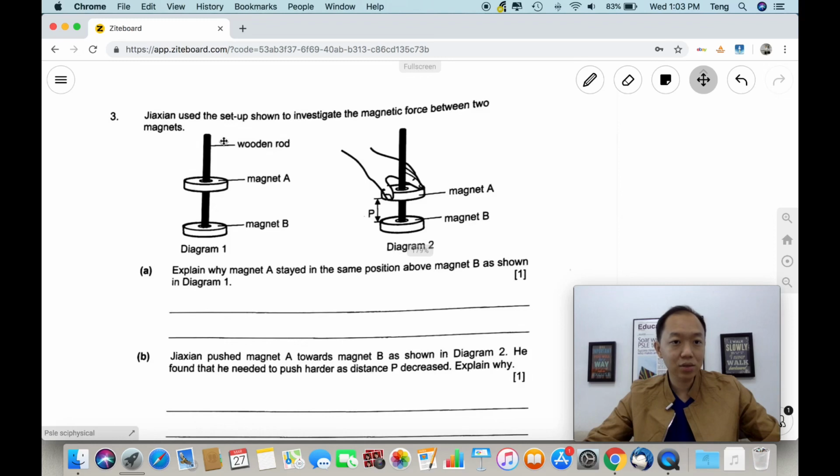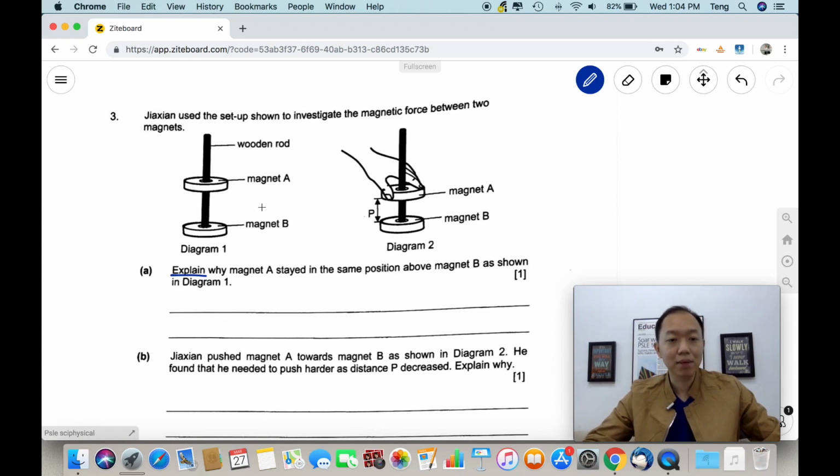Okay, so Jia Xian used the setup shown to investigate the magnetic force between two magnets A and B. There's A and B over here. This is the reason why I came up with the previous video about PSLE Science and spotting trends. There's no trend, but the key thing is you need to be able to explain. The fastest and the best way for you to learn how to explain stuff is to explain using the start-end technique. So explain why magnet A stays at the same position above B as shown in diagram 1.